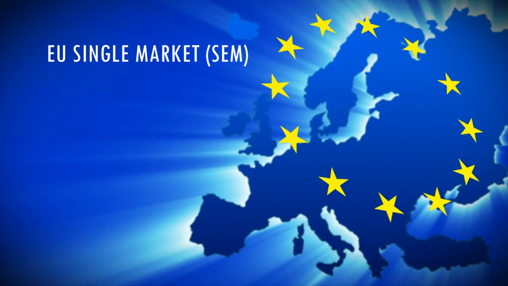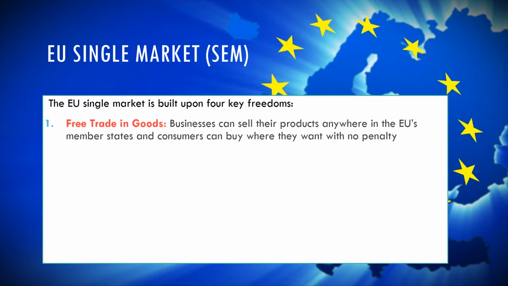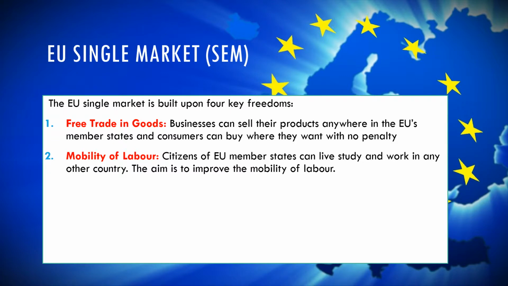So the European single market, sometimes known as the SEM, the single European market, is based on 4 key principles. And the first is that as part of this trading bloc, there is free trade in goods. So businesses can sell their products anywhere in the EU without any tariffs, without any quotas, and there can't be any penalties. The second one is mobility of labour.